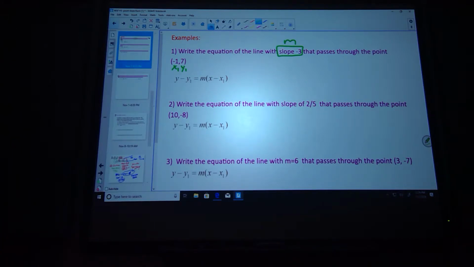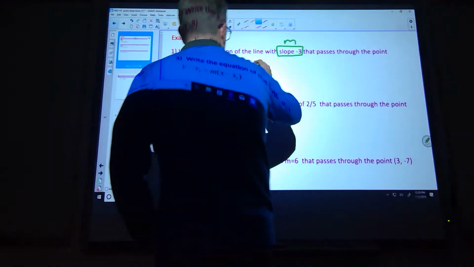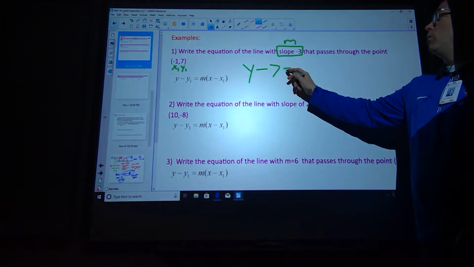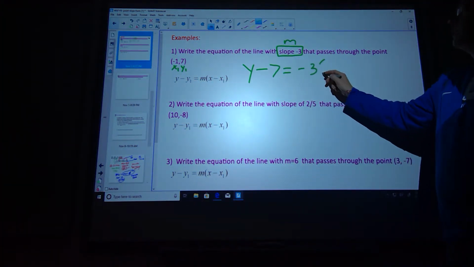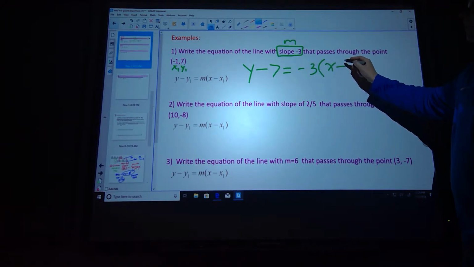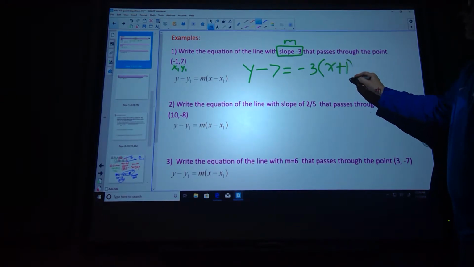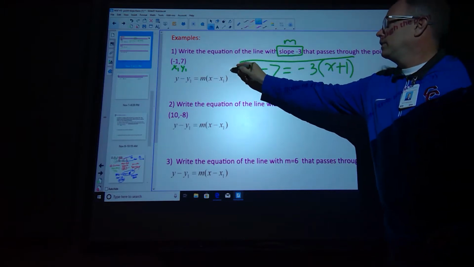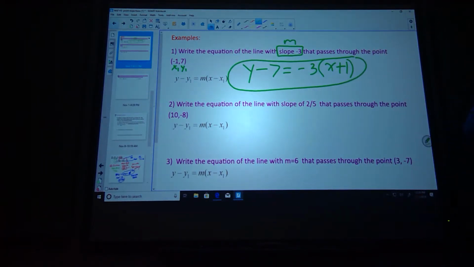So what is this going to plug into? I have y minus what? 7. Thank you. Equals slope, which is -3, times x minus. Why is it +1? Because it says it correctly. So it would have been -1, which becomes +1. There's our equation. That's our point slope.